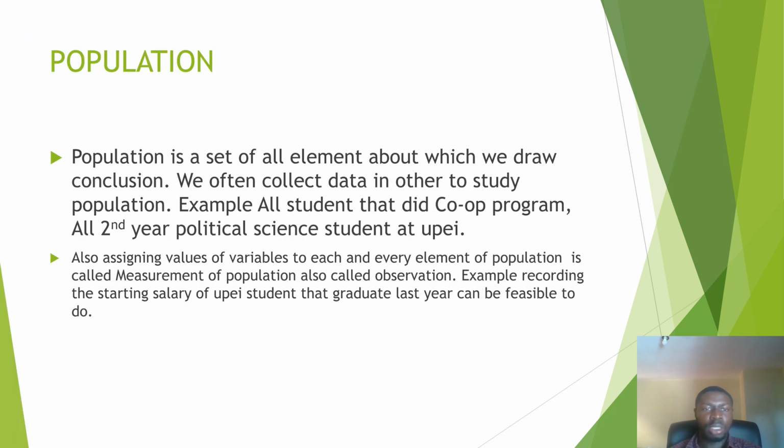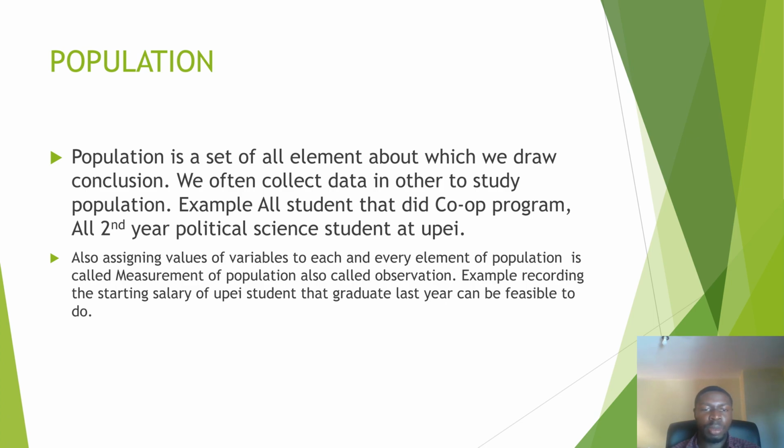Today we'll talk about sampling and population. So what's population? Population is the set of all elements about which we draw conclusions. We often get that out of, for example, the number of students that did co-op last year, or all second year political science students that got an average. So population is just the elements that we draw conclusions from.